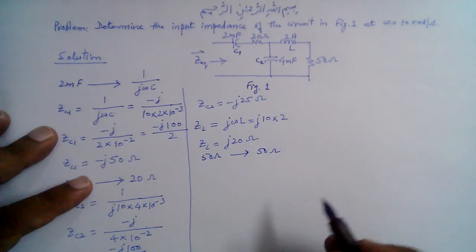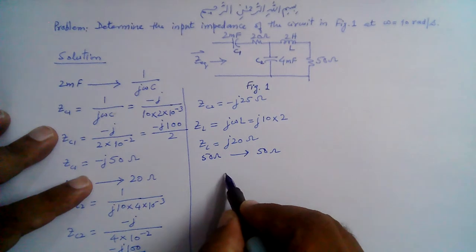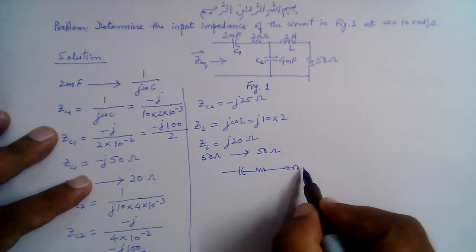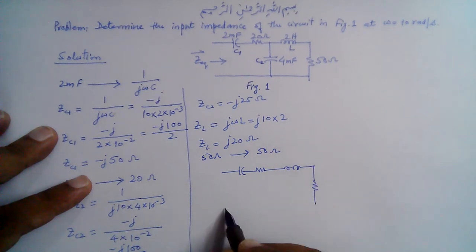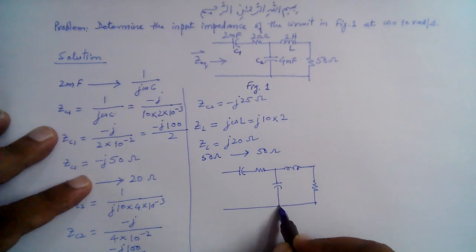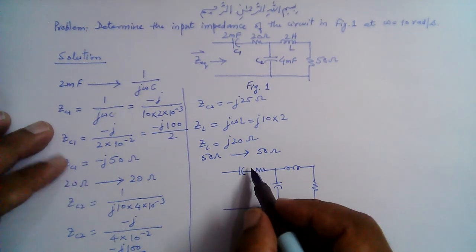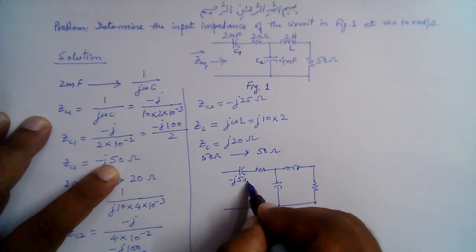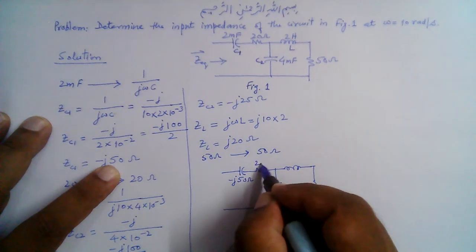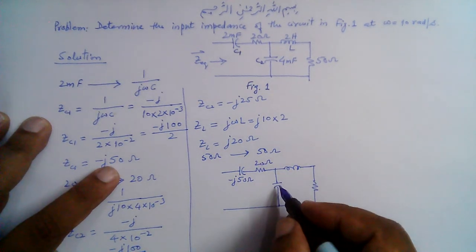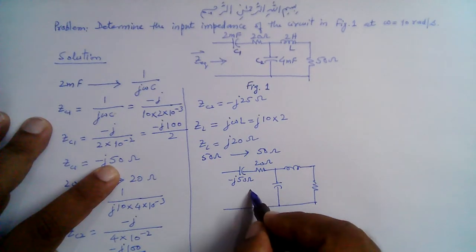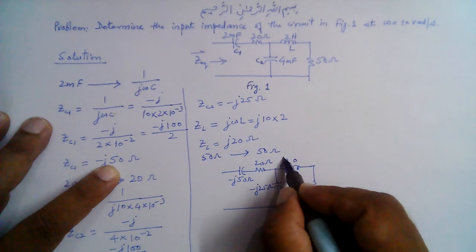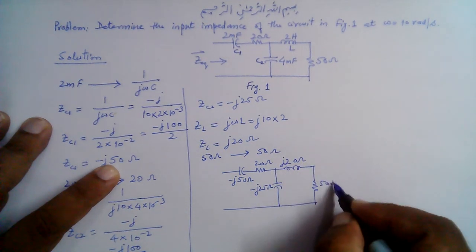So we can now transform this circuit. We can redraw an equivalent circuit in the phasor domain. For example, this capacitor here, this resistance here, this inductor, and here we have a capacitor. So this 2 millifarad capacitor is minus j50 ohm, and this is 20 ohm. This resistance remains unchanged, and this C2, the 4 millifarad capacitor, is now a minus j25 ohm impedance, and this inductance is a j20 ohm impedance, and this is 50 ohm, right?